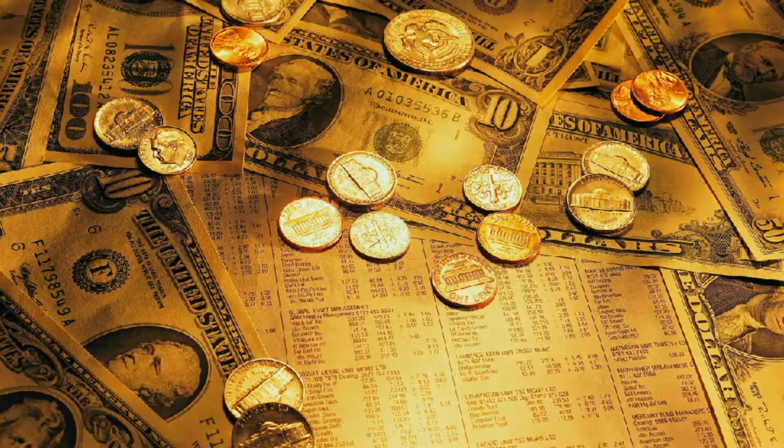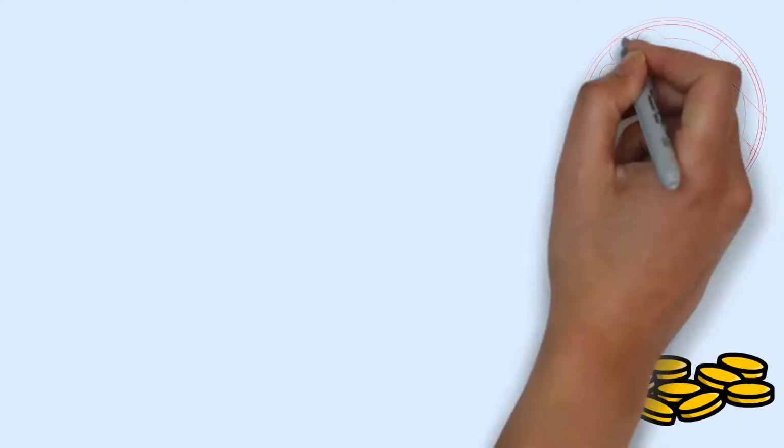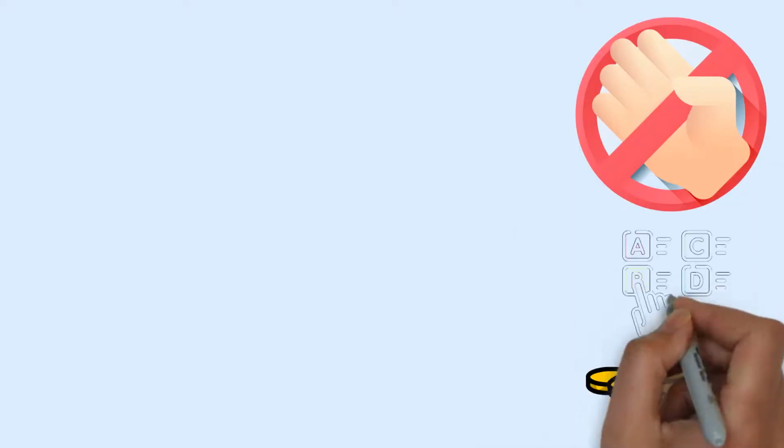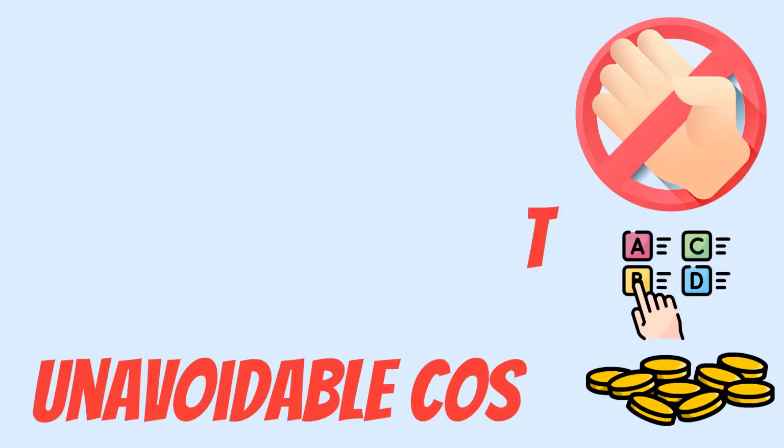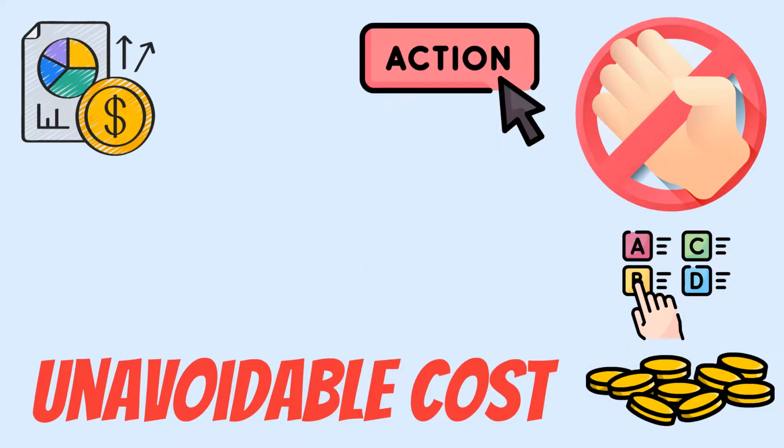Difference between the avoidable and the unavoidable cost. An avoidable cost is a cost that can be avoided if a particular option is selected. An unavoidable cost is an expenditure that will not be avoided. In other words, it will not go away regardless of which course of action is taken.